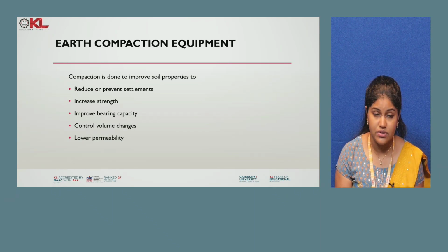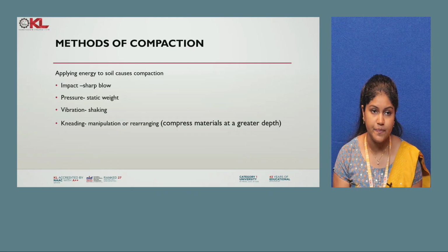Increase the strength of the soil. Improve the bearing capacity of the soil. Control volume changes. If we do compaction, the air voids or water voids will be removed, so the volume changes will be controlled. Lower permeability. So the water permeating into the soil, the permeability of the soil will be reduced. This is why we need to do compaction, so that it helps to improve the soil properties.